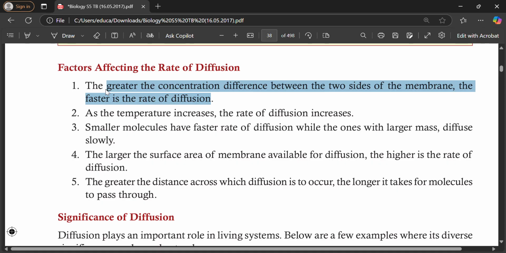Smaller molecules have a faster rate of diffusion, while the ones with larger mass diffuse slowly.